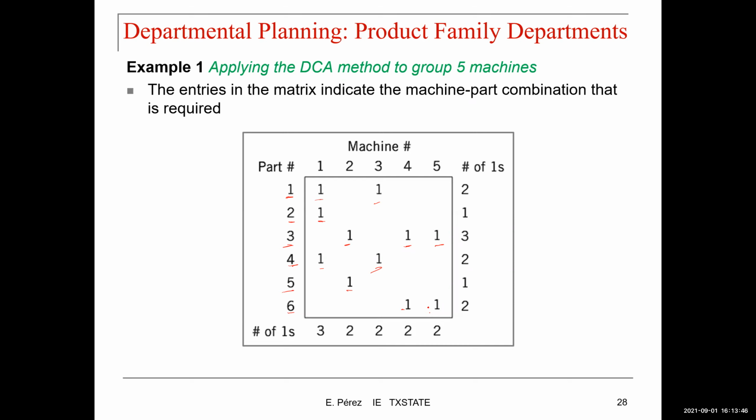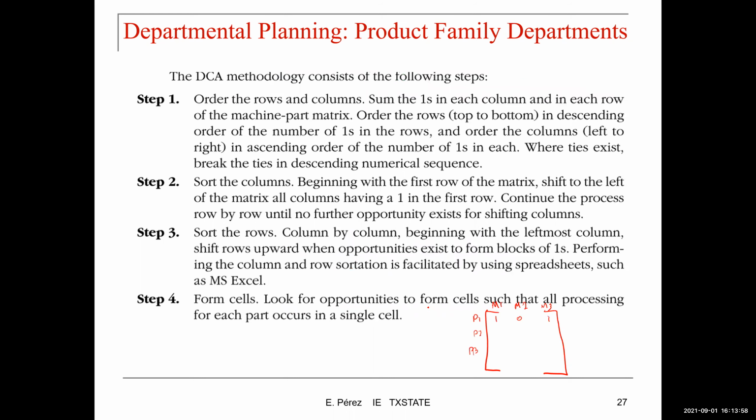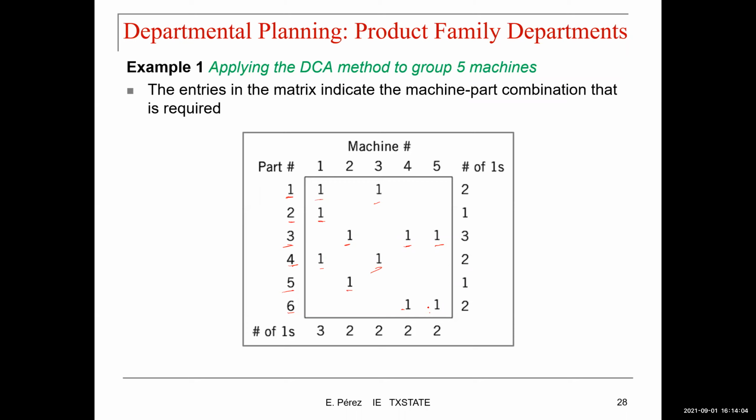I'm going to look for the steps here so I can refer to them as we move forward. So step 1, we want to sum the ones in each column and in each row of the machine part matrix. If you look at this matrix, I already have those summations. So for each row, I have the totals. For the first row, that's 1 plus 1 is 2. For the second row it is 1. For the third row it is 3. Fourth row 2, 5 is 1, and then 6 is 2.